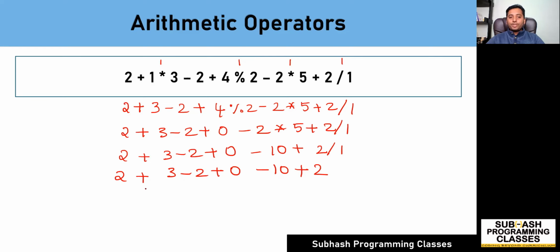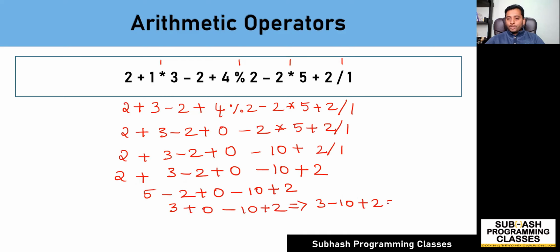In my case, plus comes first, so let me start evaluating it. So 2 plus 3 is 5 minus of 2 plus 0 minus 10 plus 2. Again evaluating it becomes 5 minus 2 is 3 plus 0 minus 10 plus 2. So this becomes 3 minus 10 plus 2, which is nothing but minus 7 plus 2, and the answer is minus 5. Therefore, after evaluating this expression, the final result is minus 5. So this is how you evaluate your arithmetic expressions.